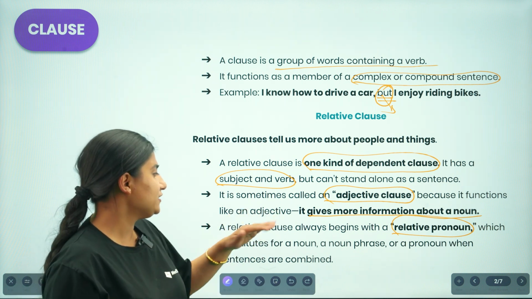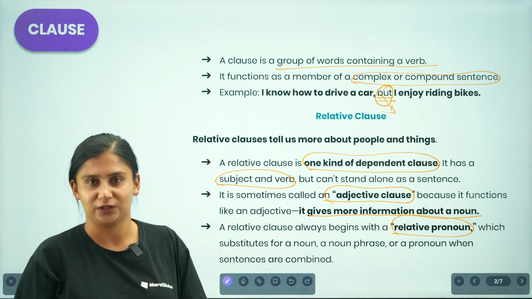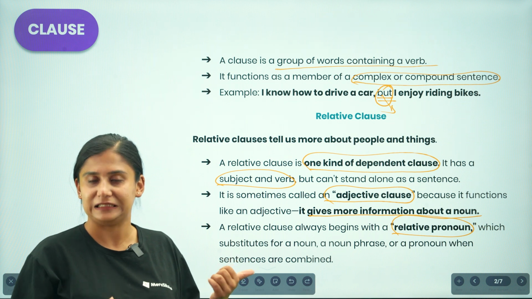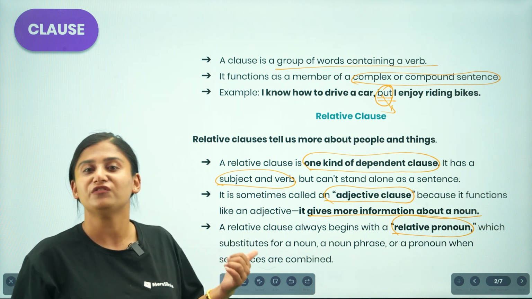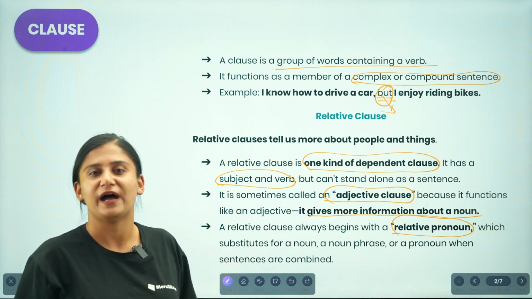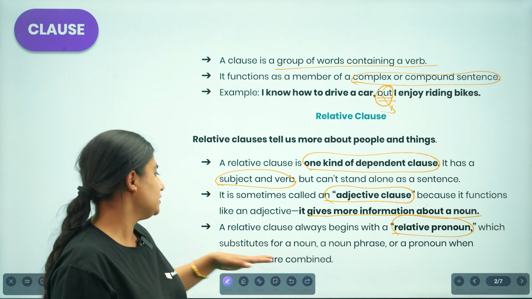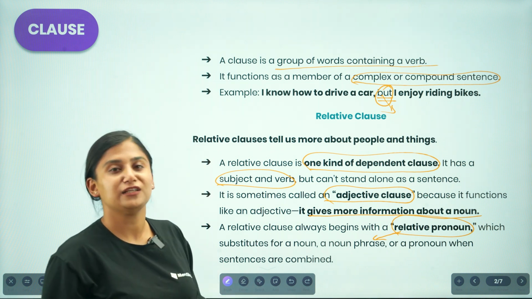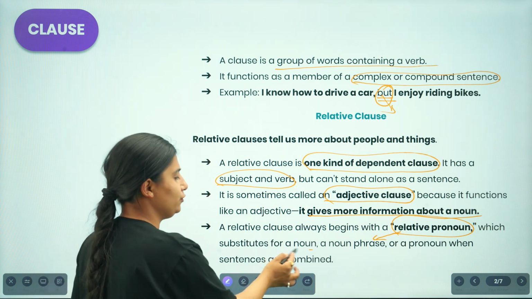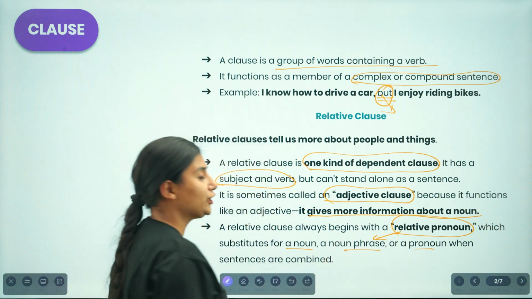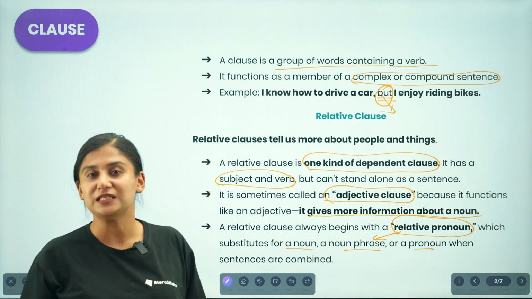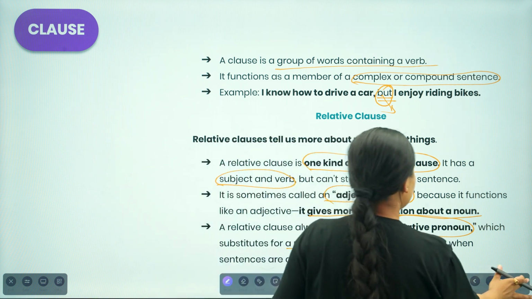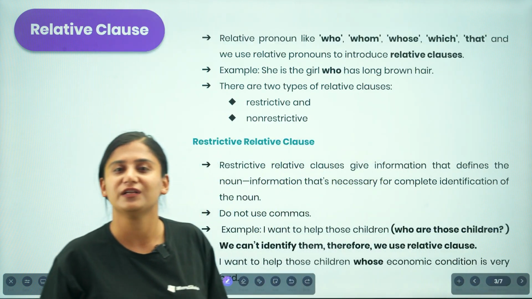Moreover, a relative clause always begins with a relative pronoun. As I already mentioned, a relative clause can't stand alone because it is one kind of dependent clause. It always needs a relative pronoun in order to provide us the clear meaning. With the presence of the relative pronoun, we are presented much more information about either the noun, the noun phrase or the pronoun, in order to make the sentence complete and help the sentence provide the authentic meaning.